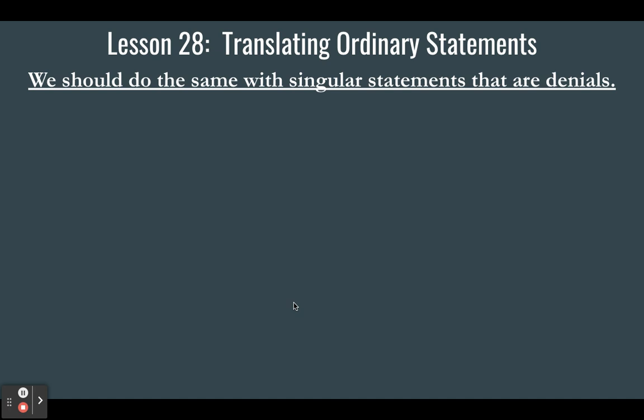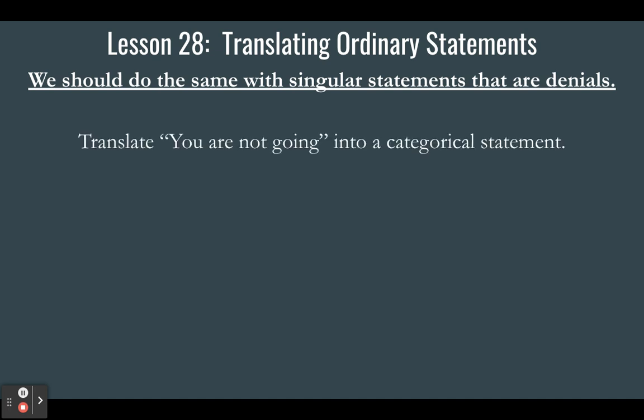So again, we're doing the same thing with singular statements that are denials. You are not going. And you've probably been told that by your parents after a progress report or a report card. Please, can I go to the party? Everyone's going. Well, I don't care if everyone's going. You are not going. Well, how would that be in a categorical statement?